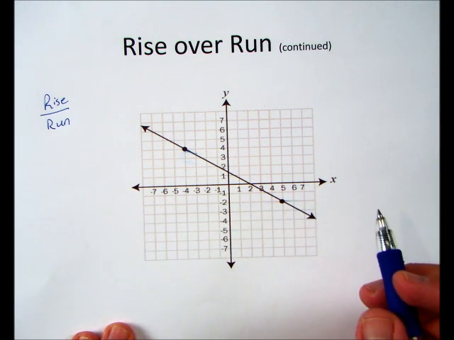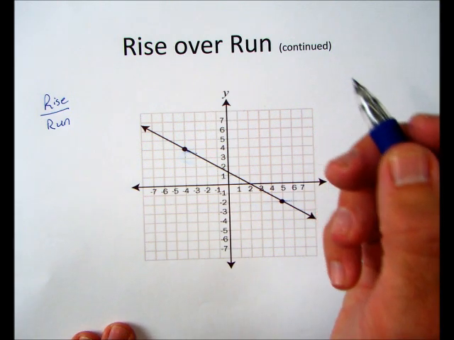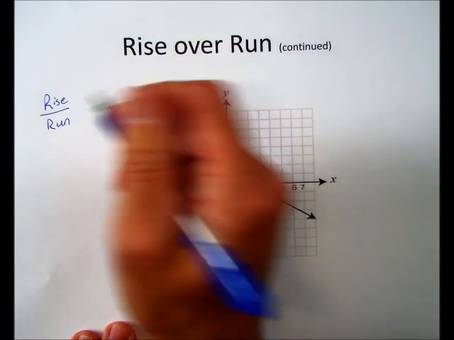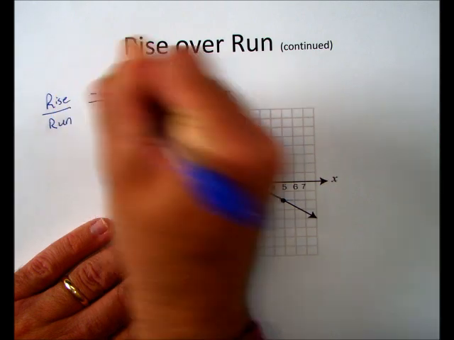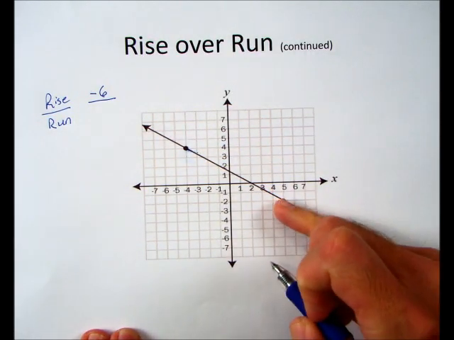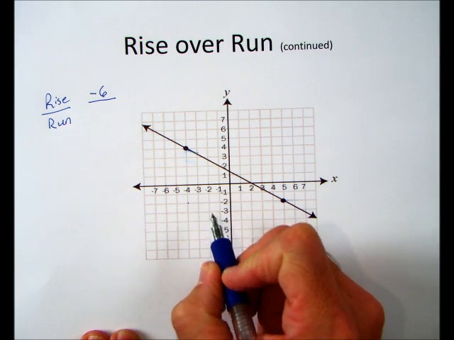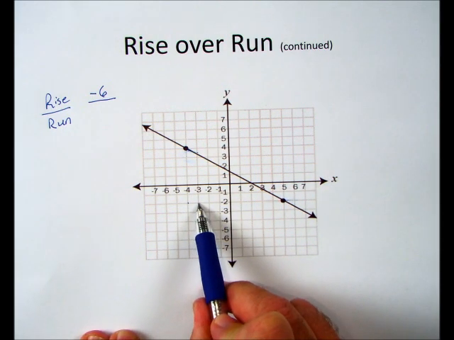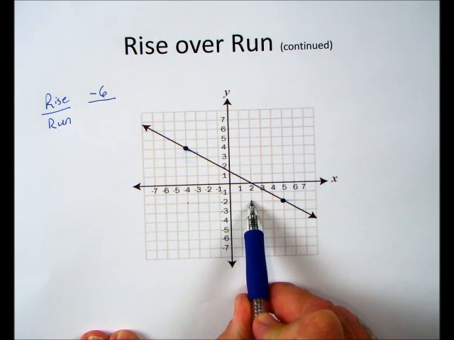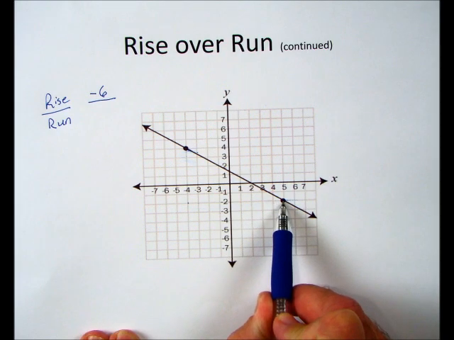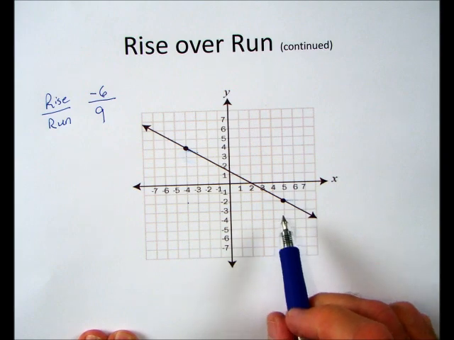So does that mean I have to use a plus or a negative? I hope that you said or at least thought negative. So the rise is a negative 6. All right, so that gets us down to the same level as this point. Now next, let's see how many we have to go over. 1, 2, 3, 4, 5, 6, 7, 8, 9. So that is a positive 9 because we're going to the right.